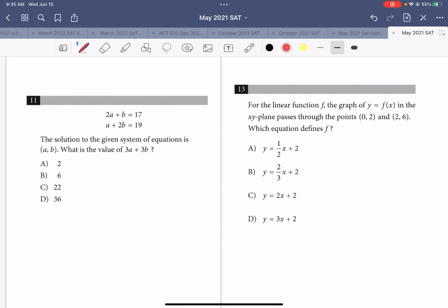11. The solution to the given system of equations is A plus B. What is 3A plus 3B? So you can solve for the variables, but the easiest way, if you notice, when you add up, that's just 3A plus 3B. So you need to add the right-hand side. 17 plus 19 is 36. Okay, the answer is D.